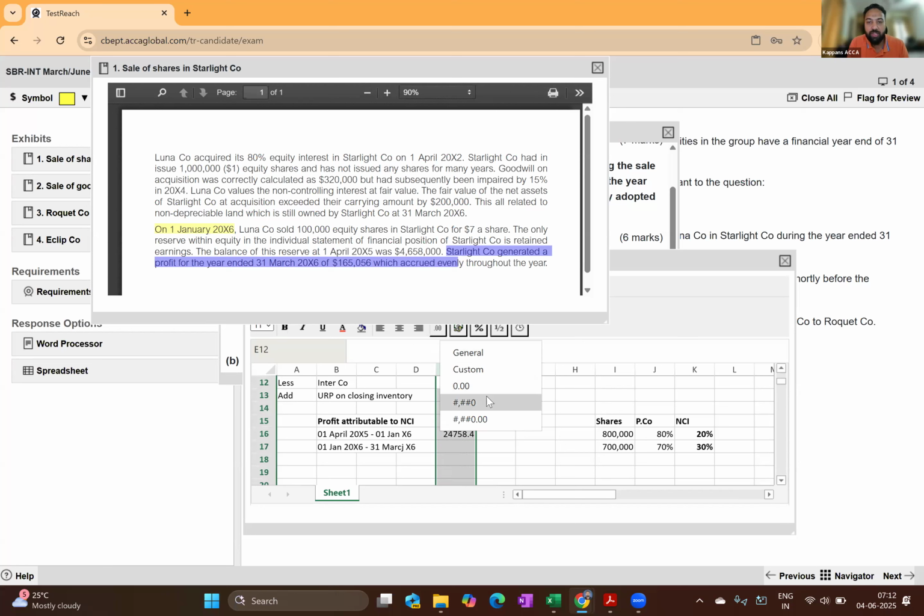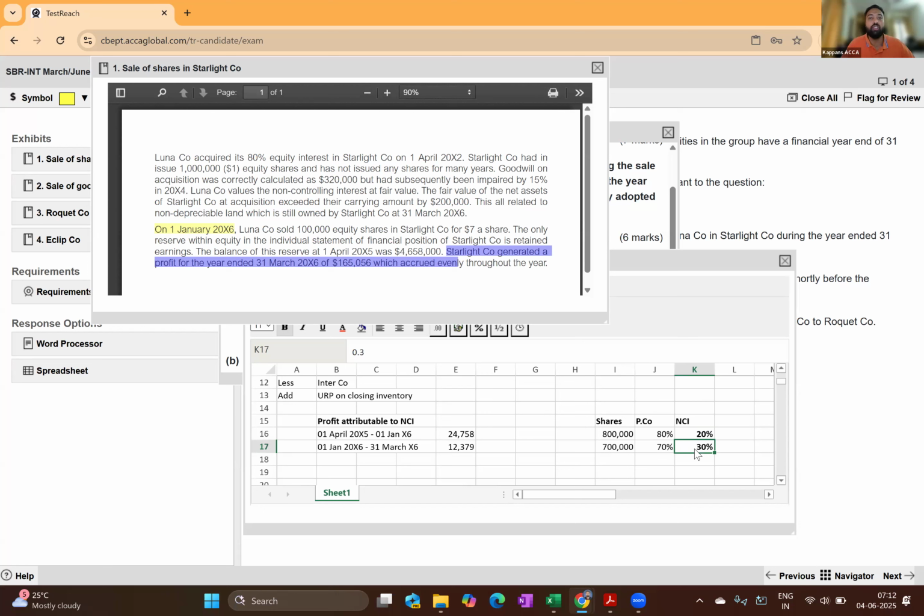I'm using the second last digit to round off this figure. And from 1st January X6 to 31st March X6, it's 165,056, that is the profit for the entire year. From January X6 to 31st March X6 is 3 months. And in this 3 months, NCI has 30% share. So 12,379. So from April to January X6, 9 months, NCI is 20%. And from 1st January X6 to 31st March X6, NCI is 30%.